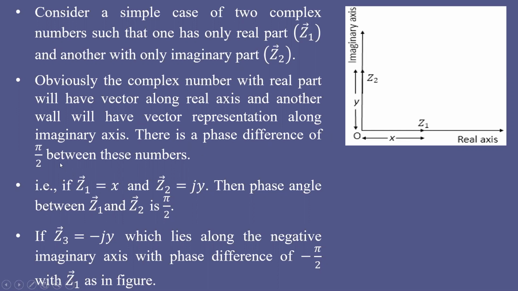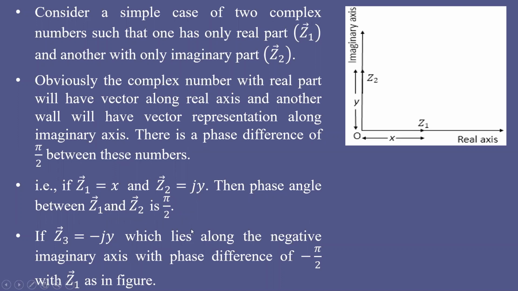There is a phase difference of pi by 2 between these numbers. So if you find out what is the angle between these two, Z1 and Z2, that is definitely 90 degree. Angle between the real axis and imaginary axis is 90 degree. Therefore, the phase difference between Z1 and Z2 is equal to 90 degree, or it is equal to pi by 2. Okay. So here how we have defined Z1. Z1 is actually X. Z2 is equal to jY because Z1 is having only real part. Z2 is having only imaginary part. Then the phase angle between Z1 and Z2 is pi by 2.